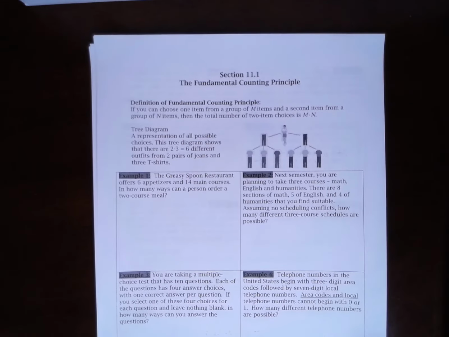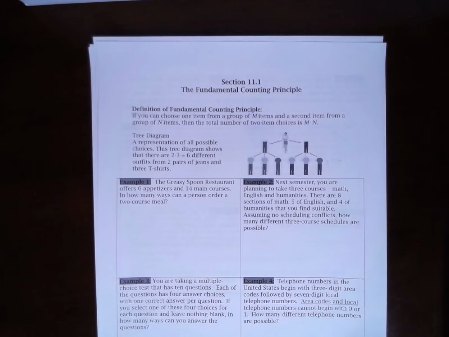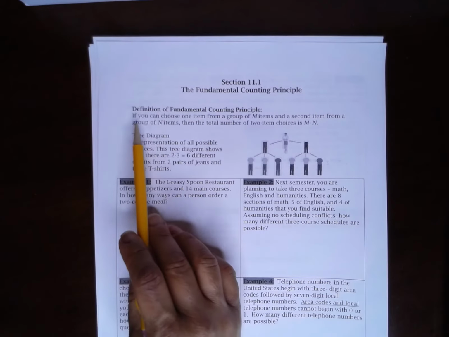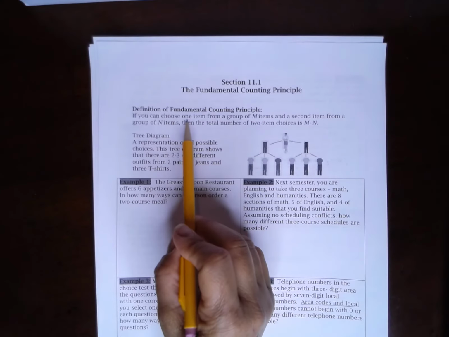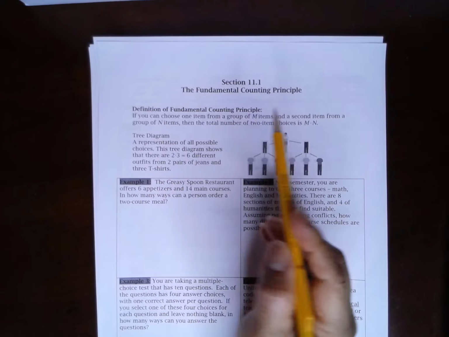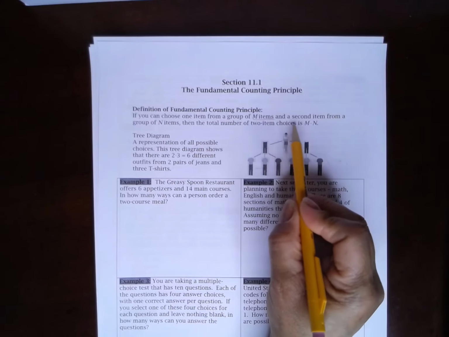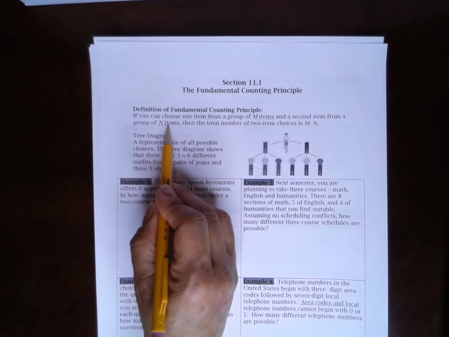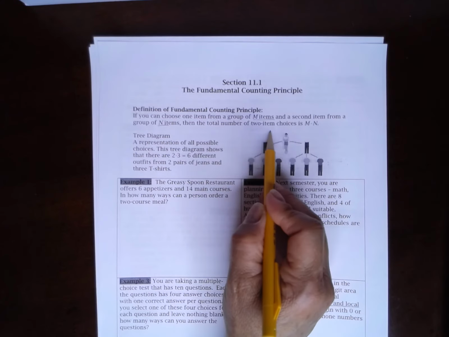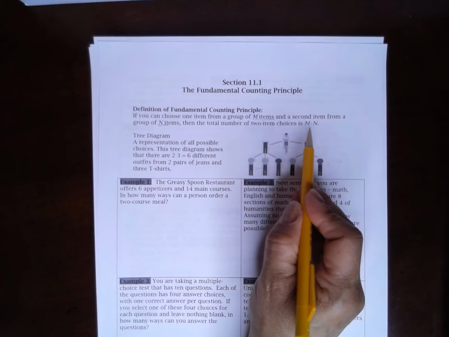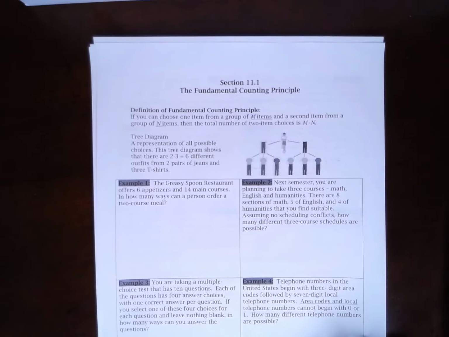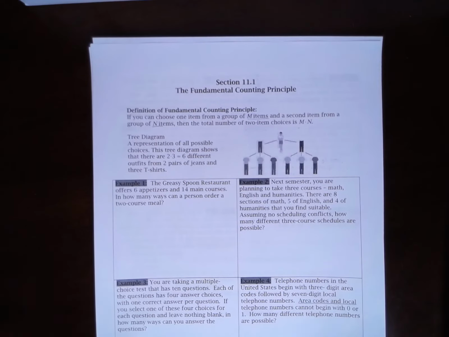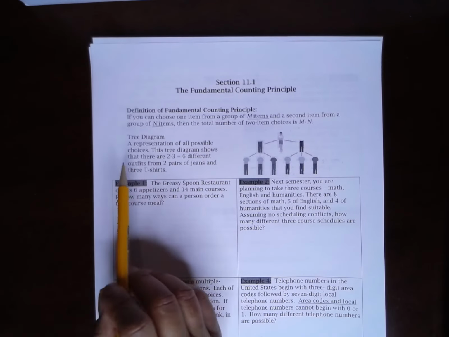Section 11.1, the fundamental counting principle. Definition of the fundamental counting principle: if you can choose one item from a group of m items and a second item from a group of n items, then the total number of two item choices is m times n. So in English, that means multiply the choices, and that will tell you in how many ways you can choose those items. So let's look at this.